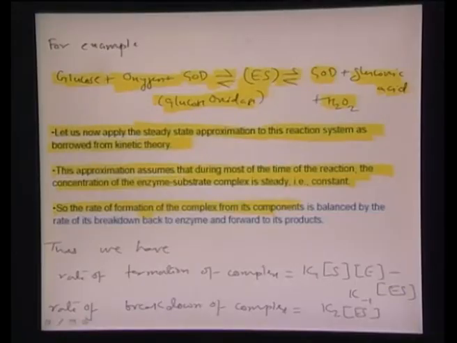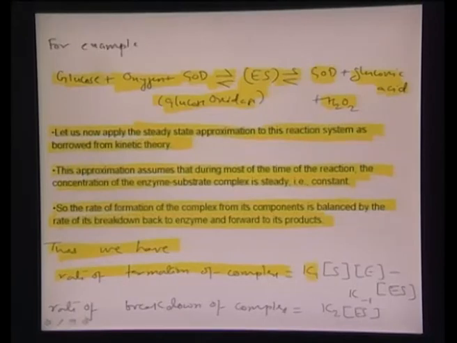And also there is an equilibration between the formulation of enzyme substrate and the back formation of the enzyme and substrate individually. So there is an equilibrium in the forward and reverse direction as you are forming the complex, and then there is equilibrium in the forward direction as you are forming the enzyme product from the enzyme substrate. So the rate of formation of the complex from its components is balanced by the rate of breakdown back to enzyme or forward to its product. Thus we have the rate of formation of the complex represented in this manner.